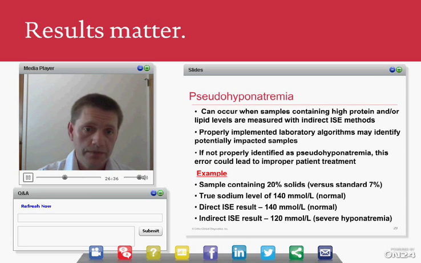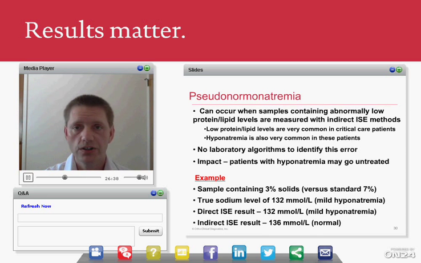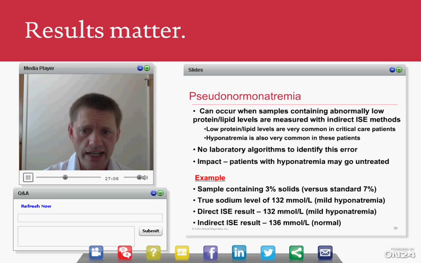Now on the other side of the coin, pseudonormonatremia. As I mentioned, one of the ways this can occur is when you have abnormally low protein and lipid levels in an individual that has hyponatremia. A key point here is that there's a fairly common population with a high prevalence of both low protein and lipid levels and hyponatremia, and that's the ICU critical care population.